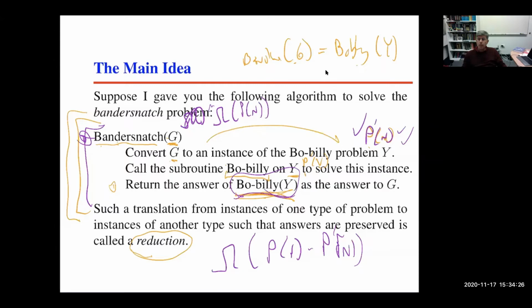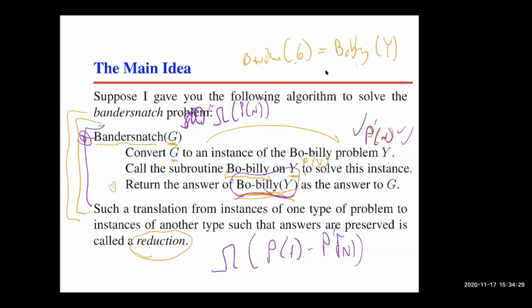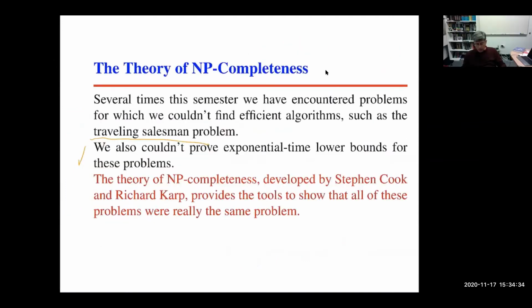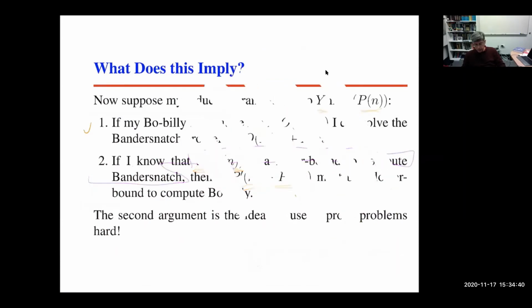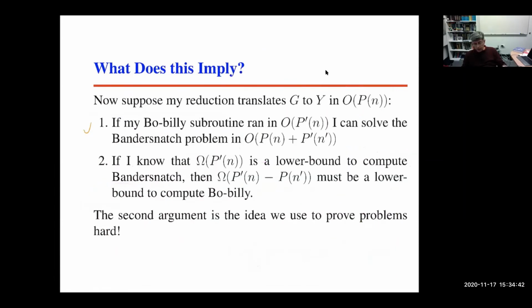Professor, why is it p of n minus p prime of n instead of p of n plus p prime of n? Okay, let's go back to what I was saying here. Let's see if this makes sense. So maybe I'll erase it a little bit. Okay, now let's look at this a little subtle. Suppose my translation took p'(n) time. Okay? Now, this is the time. Suppose my translation took this time. This is the translation time.